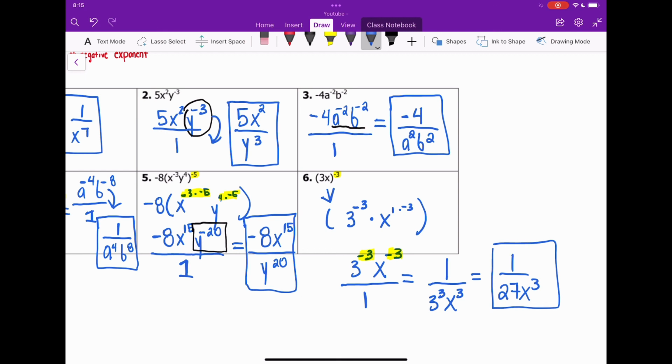So guys, when you're simplifying negative exponents, please remember these two simple rules. What we want to do is turn a problem into a fraction. And after we turn a problem into a fraction, we want to take the reciprocal to get rid of negative exponents.